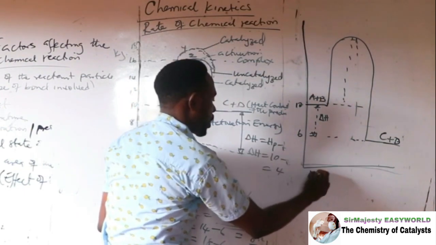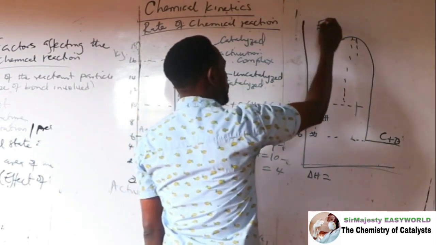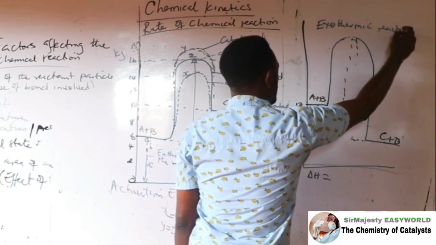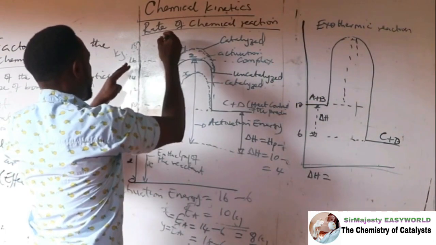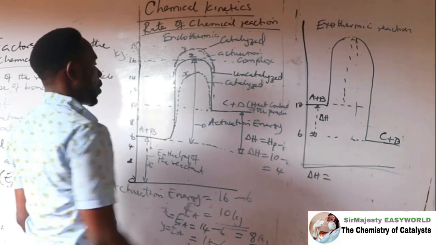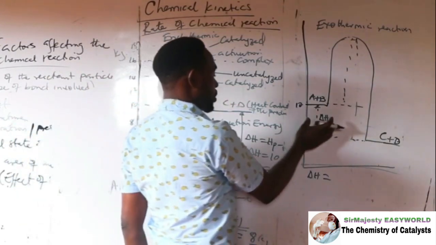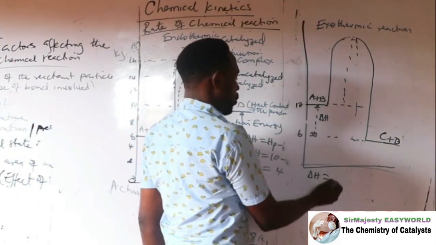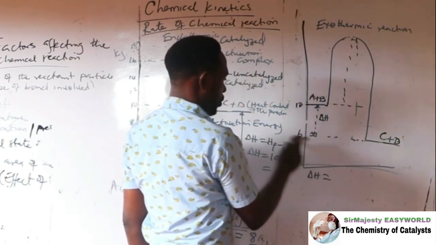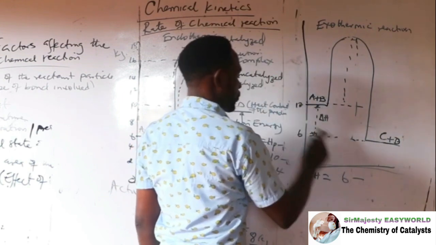Now, heat change here shows this is an exothermic reaction. This is exothermic reaction, while this here is endothermic. Whether exo or endo, what I taught you about catalyzed and not catalyzed remains the same. But what's different is just the heat change. So heat change here should be, this is the HP, heat content of the product, because C plus D now is 6, minus heat content of the reactant, which is 10.